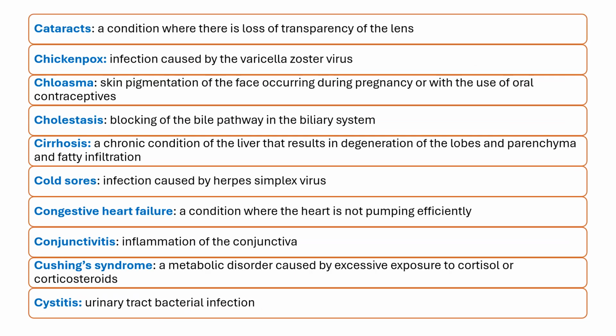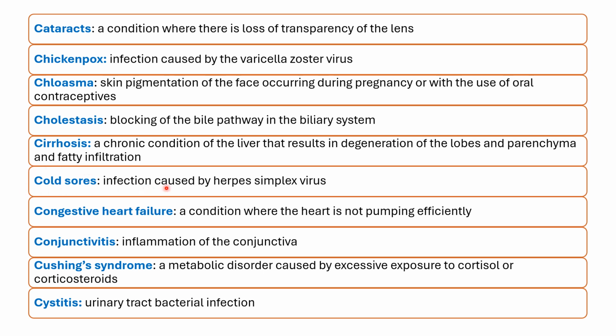Cataract is a condition where there is loss of transparency of the lens. Chickenpox is an infection caused by varicella zoster virus. Chloasma is a skin pigmentation of the face occurring during pregnancy or with the use of oral contraceptives. Cholestasis means blocking of the bile pathway in the biliary system. Cirrhosis is a chronic condition of the liver that results in degeneration of the lobes and parenchyma and fatty infiltration.